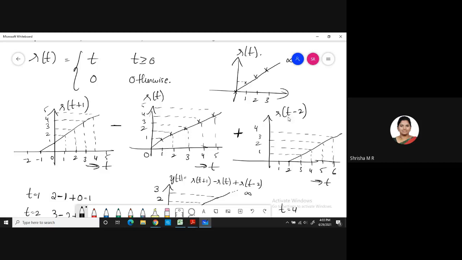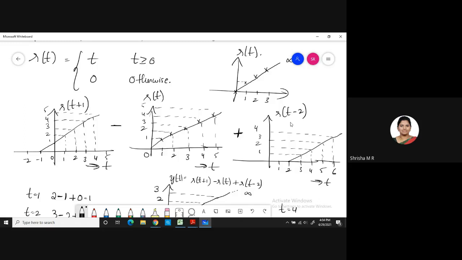Then r of t minus 2: here k is negative. k negative means right shifting, and the signal occurs 2 seconds late, so it starts from 2. The same ramp signal starts from 2 here and from minus 1 there. You can observe it is shifting with respect to the ramp signal.